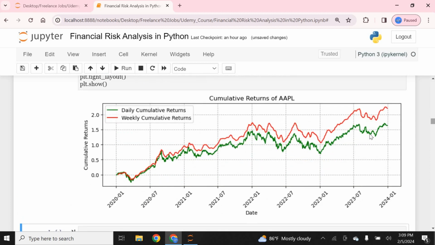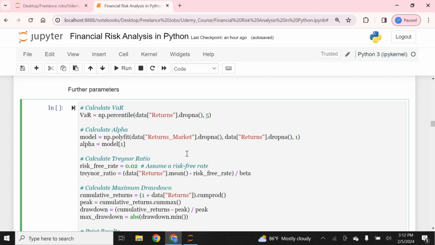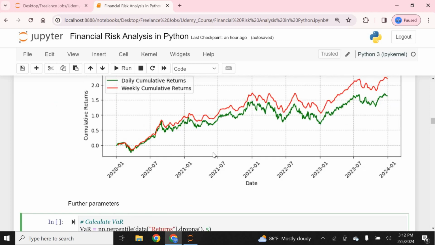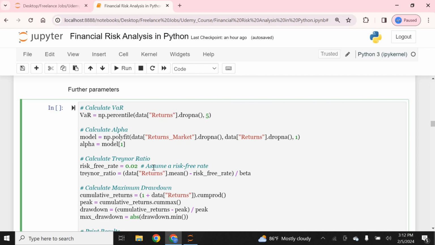Okay, yeah, I prefer this. So this is the weekly and the daily cumulative returns. Actually this is very good, but we are not there yet because we need to calculate more parameters in order for us to explain the result much better to the manager that has actually asked us to analyze data for them.